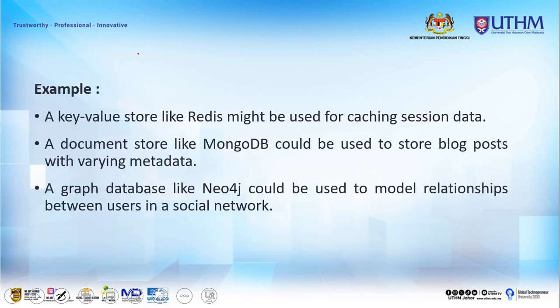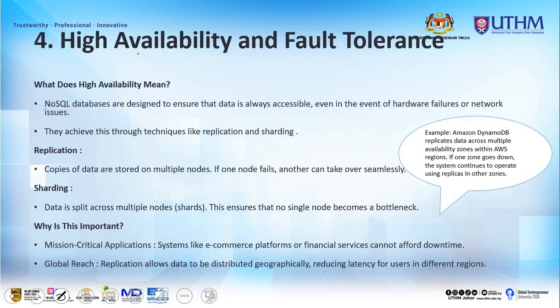Example, a key value store like Redis might be used for caching session data. A document store like MongoDB could be used to store blog posts with various metadata. A graph database like Neo4j could be used to model relationships between users in a social network. So these are some examples of flexible data model. And the last characteristic, which is high availability and fault tolerance.